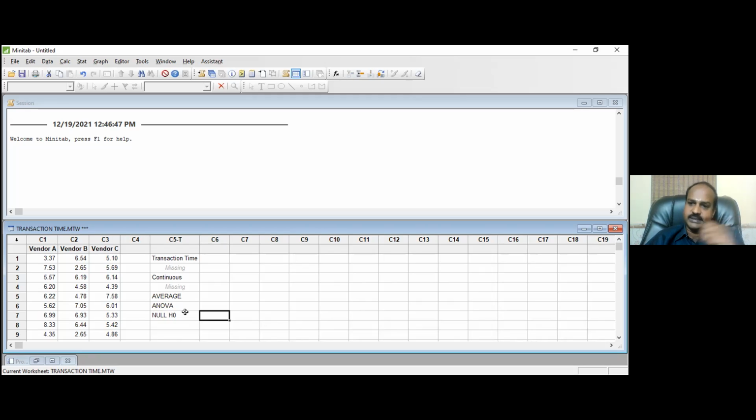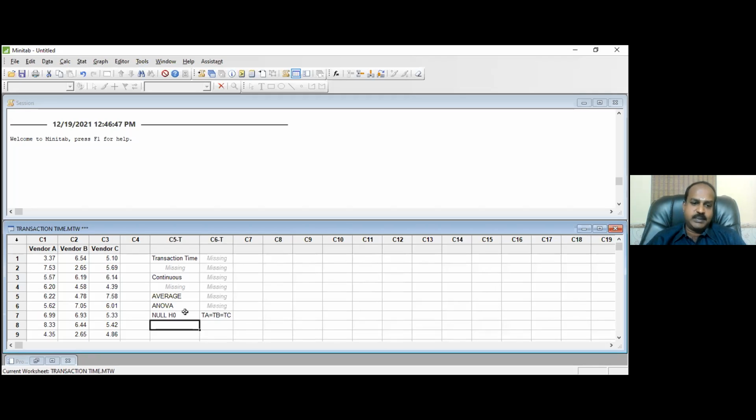Now make a null statement for this particular problem. Vendor A, vendor B, vendor C. What is the null statement now? Average transaction time of A is equal to average transaction time of B is equal to average transaction time of C. Beautiful. Why average? Because there are 120 data points. Whenever you have multiple continuous data, we take decisions using the average. This is the null statement. Now what is the alternate hypothesis, which is H1?